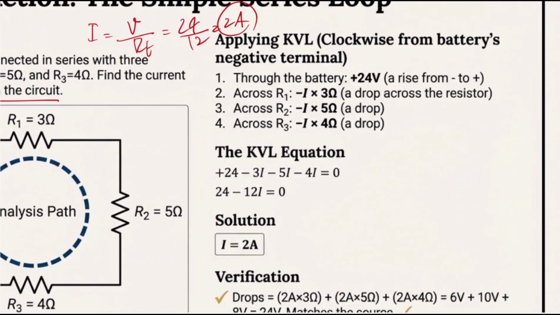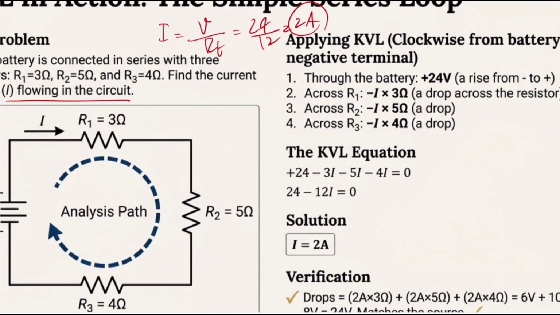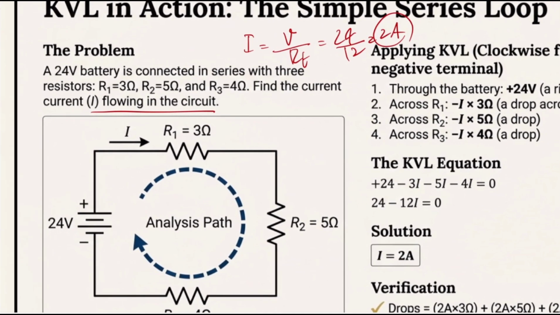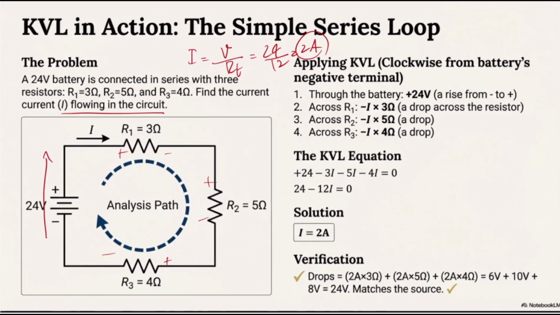So let's apply this KVL clockwise. It means that current moves from negative to positive. I do have positive and negative for my resistors like this. Let's apply the current and let's see what would happen. Through the battery, I do have a 24 volt rise. It means that my energy is going to boost up, so I do have a rise. I do have drops of 3 times I, 5 times I, and 4 times I.